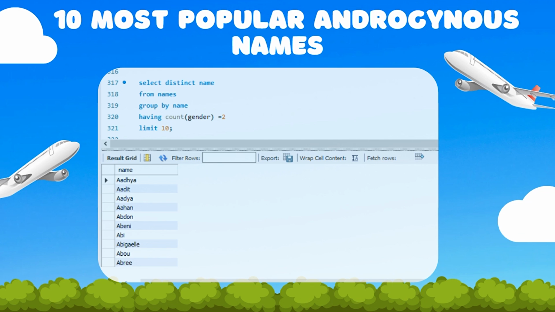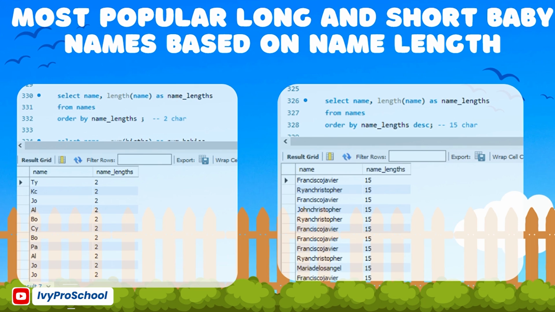Next, I explored the top 10 most popular androgynous names. Androgynous names are basically names given to both males and females. So here, names like Adia, Adi, and Ahan are given to both boys and girls. Next, I analyzed the most popular short and long names based on their character length.